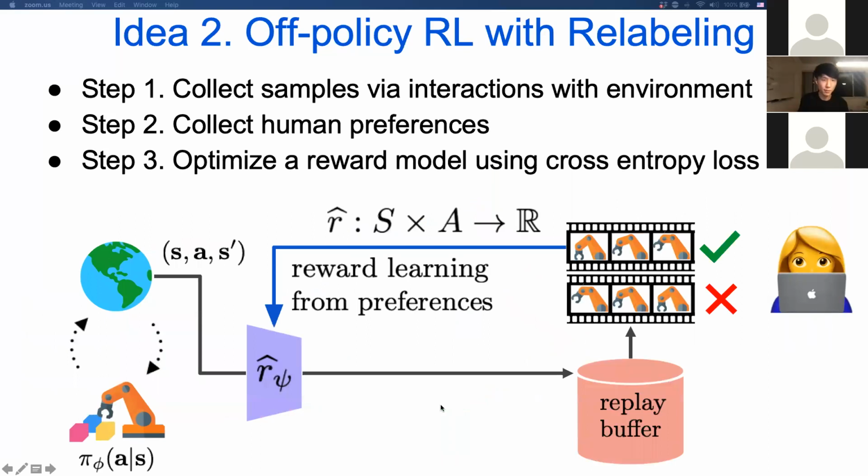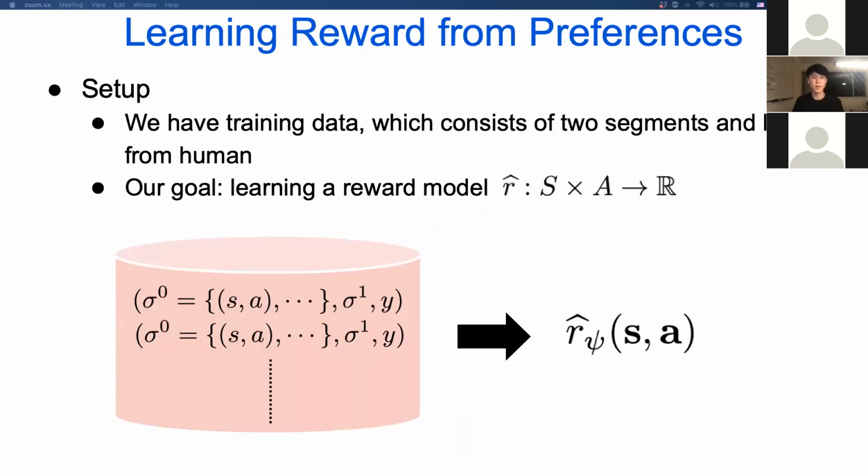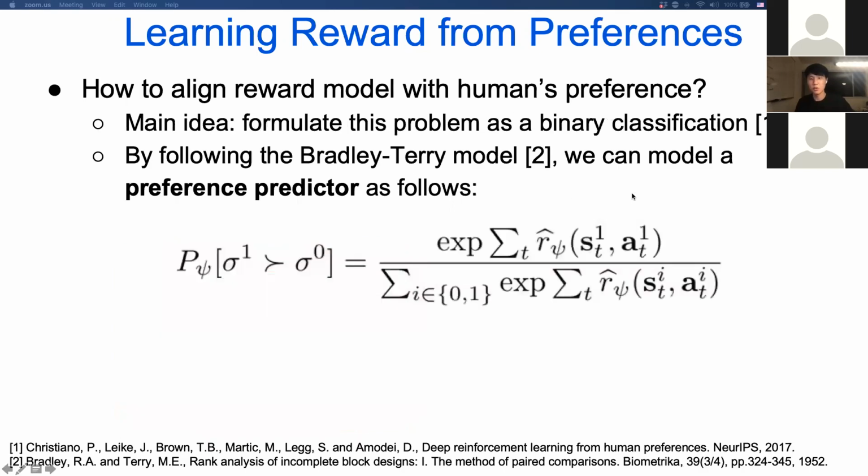And after collecting human's preferences, in order to utilize reinforcement learning, we learn a reward model, which is aligned with the human's preference. So here is the detail about reward learning. Basically, we have training data, which consists of two segments and a binary label from the human. And our goal here is to learn the reward model, which produces a scalar value given state and action. Here, the important thing is to align this reward model with the human's preference. And to this end, we formulate this problem as binary classification.